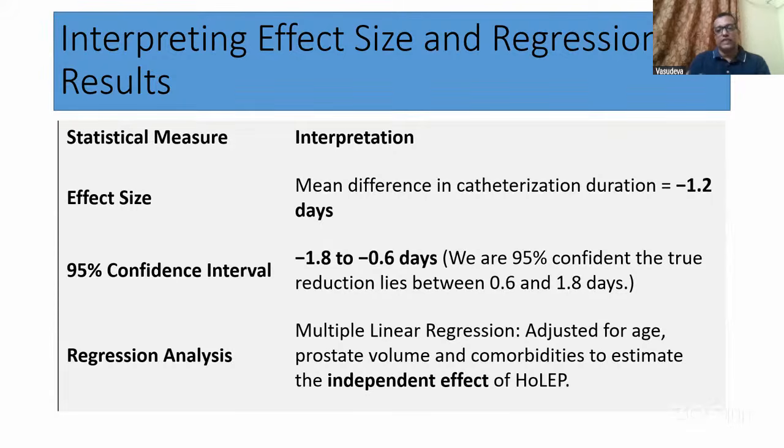Further, I want to have the independent effect of that treatment on the outcome variable. So we use a technique called multiple linear regression, which will adjust for the effect of all the confounding factors. We call them confounding factors, I would say age, then prostate volume, or comorbidities. I'll control for those. I want to see how much is the independent effect of this group. So for that, we use multiple linear regression, and I'll get this effect size. After adjusting, I'll say that the difference is 1.2 days.